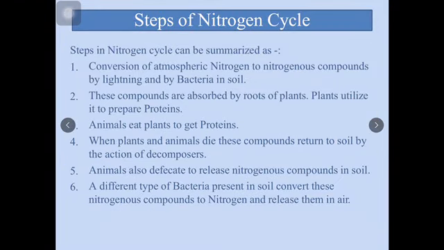So steps in nitrogen cycle: Number 1, conversion of atmospheric nitrogen to nitrogenous compounds by lightning and by bacteria in soil. Number 2, these compounds are absorbed by roots of the plants. Plants utilize it to prepare proteins. Number 3, animals eat plants to get proteins. Number 4, when plants and animals die, these compounds return to the soil by the action of decomposers. Animals also defecate to release nitrogenous compounds in the soil. A different type of bacteria present in soil convert these nitrogenous compounds to nitrogen and release them in air.